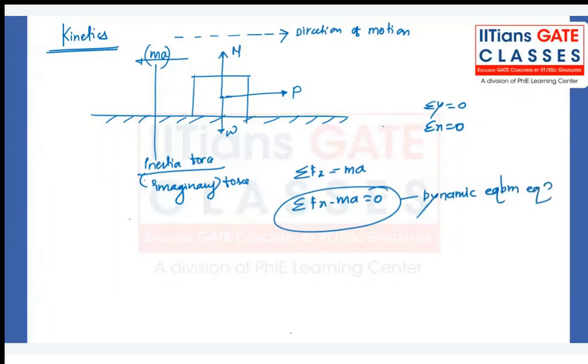So that is what we are doing here. The way we are applying the equation of equilibrium in dynamics is by assuming the imaginary force in the opposite direction of the motion, and that is equal to the sum of all the forces in the direction of motion. Okay, and that is what is described by D'Alembert's principle. So write down the heading D'Alembert's principle.